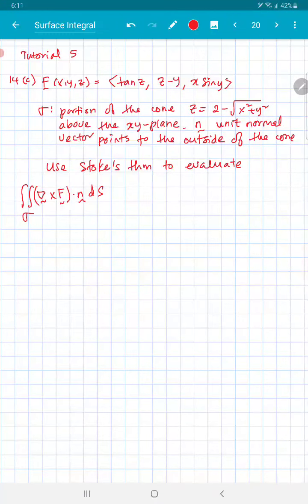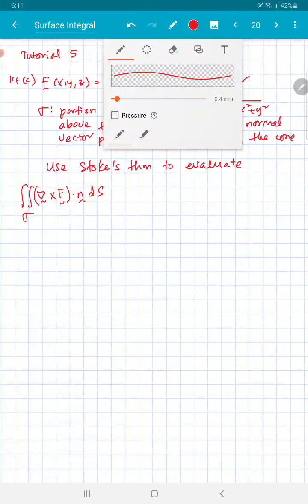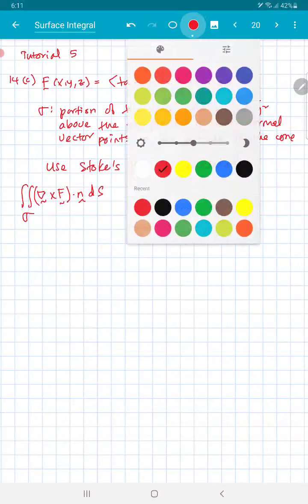So here I copied the question. It says F is given as this, and this is the open surface, which is the part of the cone that lies above the xy plane. Here you can see that we have minus the square root of x squared plus y squared. So the cone is an upside down cone, and then we shift 2 units up. Okay, let's sketch our cone here.